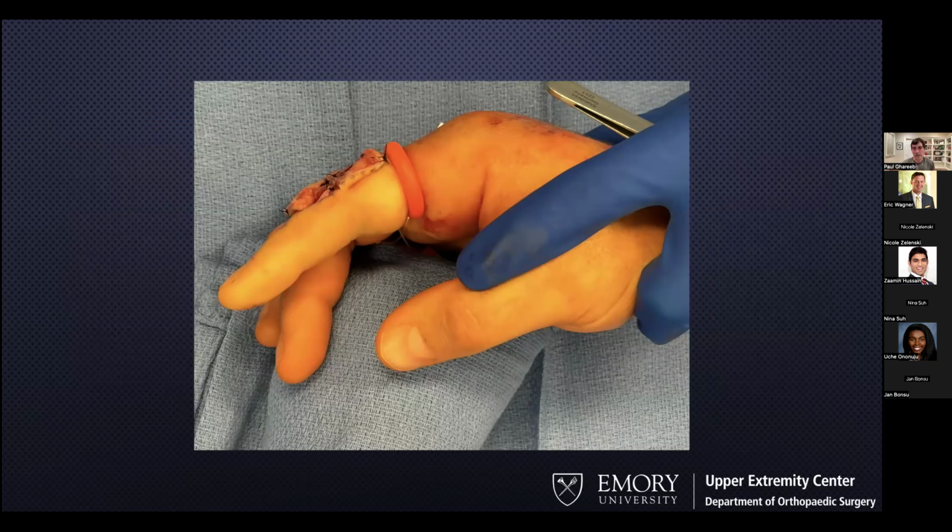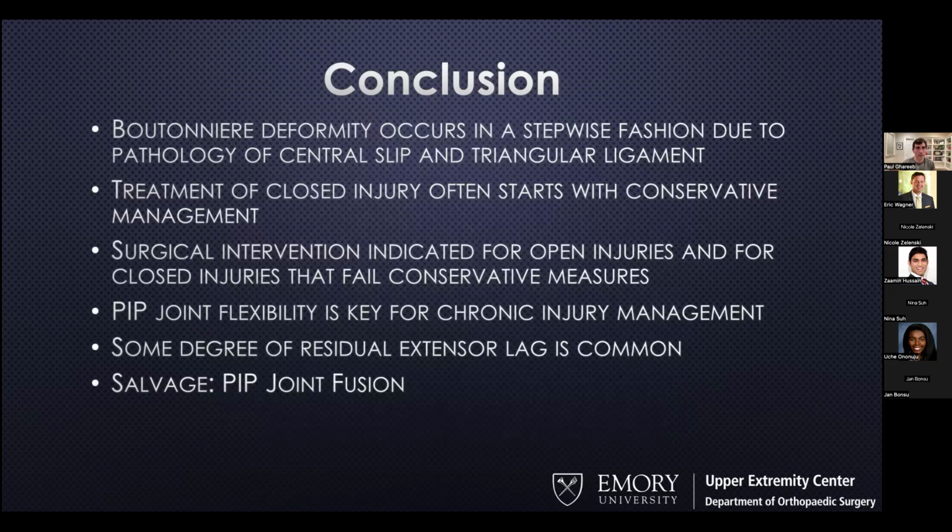And so similarly here, when you're in the operating room, you want to see the finger rebalance and correct if you're doing surgery for a boutonniere. And if you haven't corrected it in surgery, it's probably not going to get better after surgery. So you really want to do your best job intra-op and check to see if you've corrected the deformity.